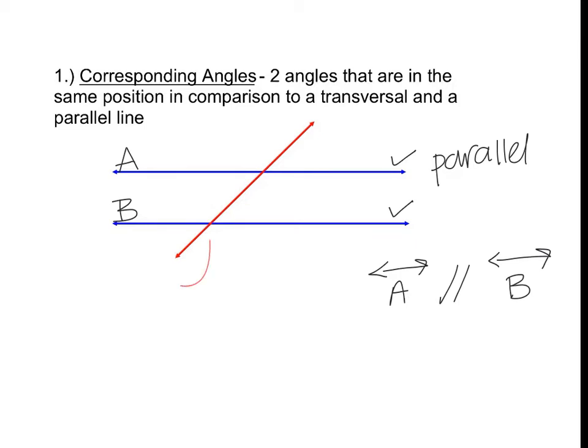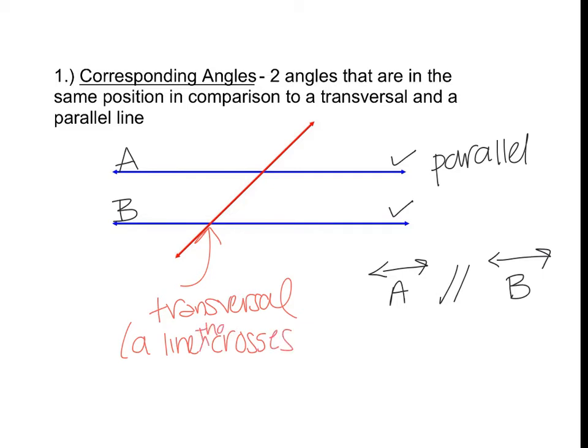This red line here is what we call a transversal. A transversal is simply a line that crosses two parallel lines. So we'll call that transversal line C. Okay, line C is what we call the transversal.